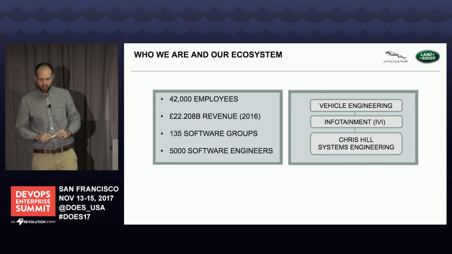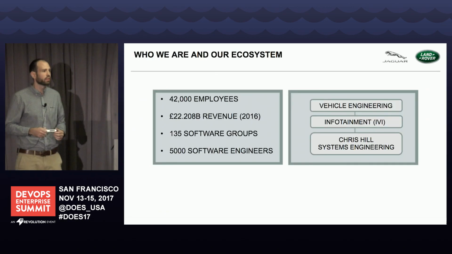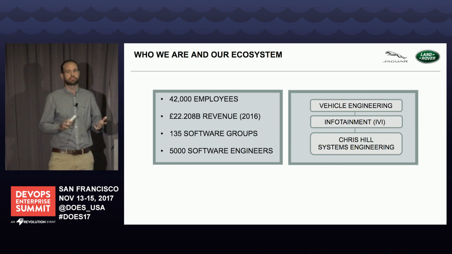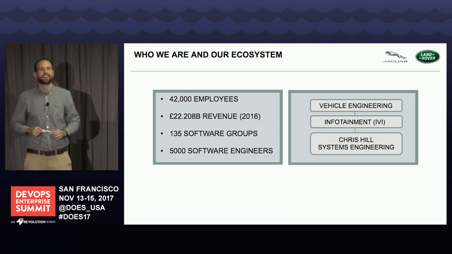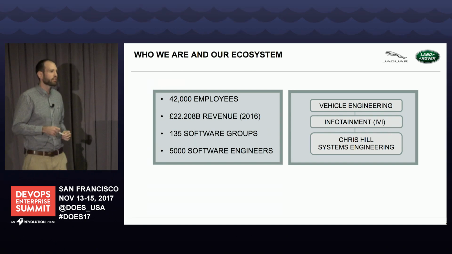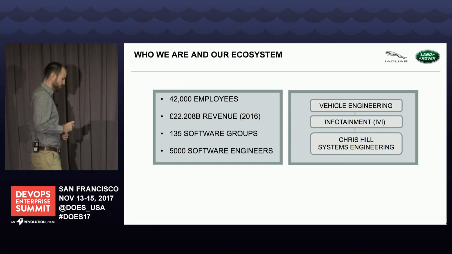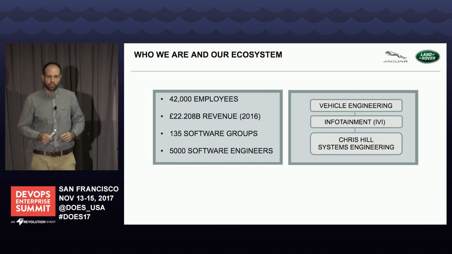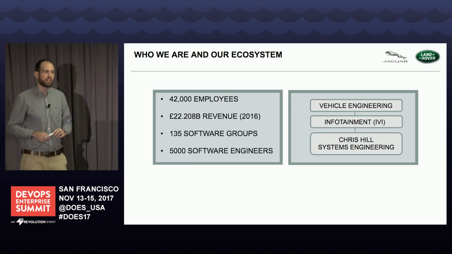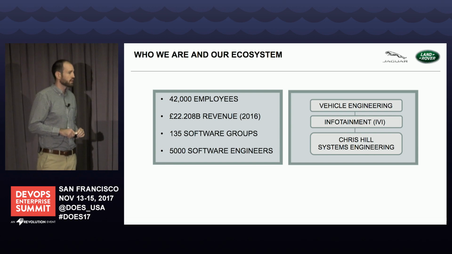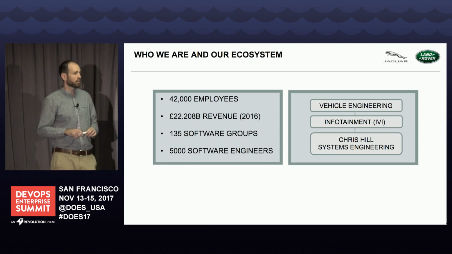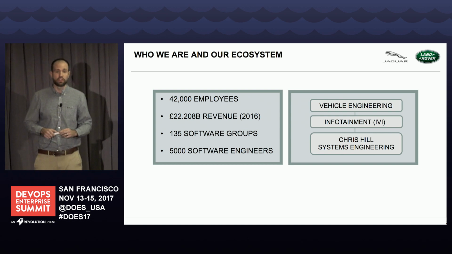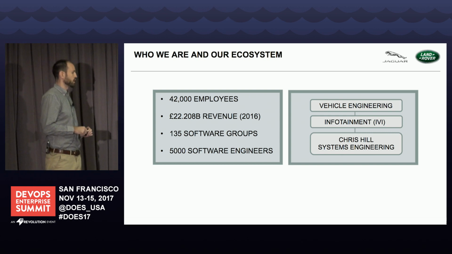Just to give you a little bit of background on JLR, we're about 42,000 employees. We make about 22 billion pounds a year in revenue. That's about $30 million. We've got about 135 software groups across 5,000 software personnel, internal and external. I currently head up systems engineering for the current generation of infotainment. If you were to sit in one of our Jaguar Land Rover vehicles that were made this year or last year or the last 2 years, you would use my current product.